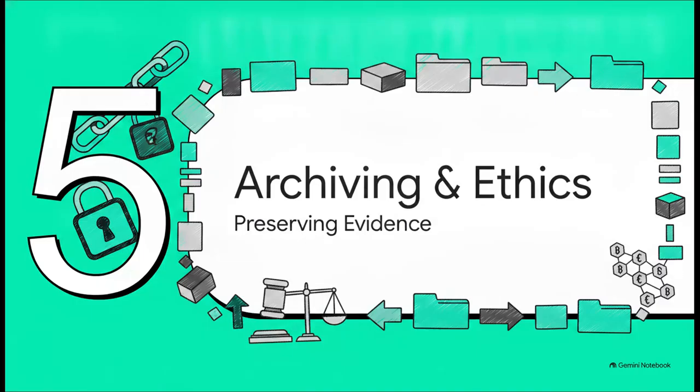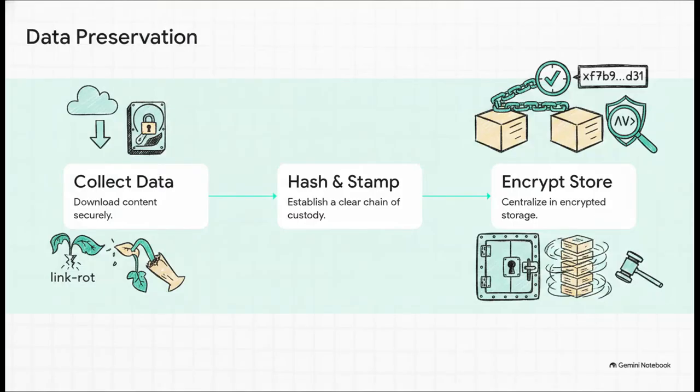Okay, moving to our final phase, Section 5, archiving and ethics, because all this data means nothing if we can't legally use it. We have to follow a rigorous standard for evidence preservation, pioneered by elite investigative groups like Bellingcat and the Syrian Archive. Step 1, securely collect and download the data, because web links break and things get deleted all the time, a frustrating reality known as link rot. Step 2, establish an ironclad chain of custody by hashing the file to create a unique digital fingerprint and timestamping it to prove it hasn't been tampered with.